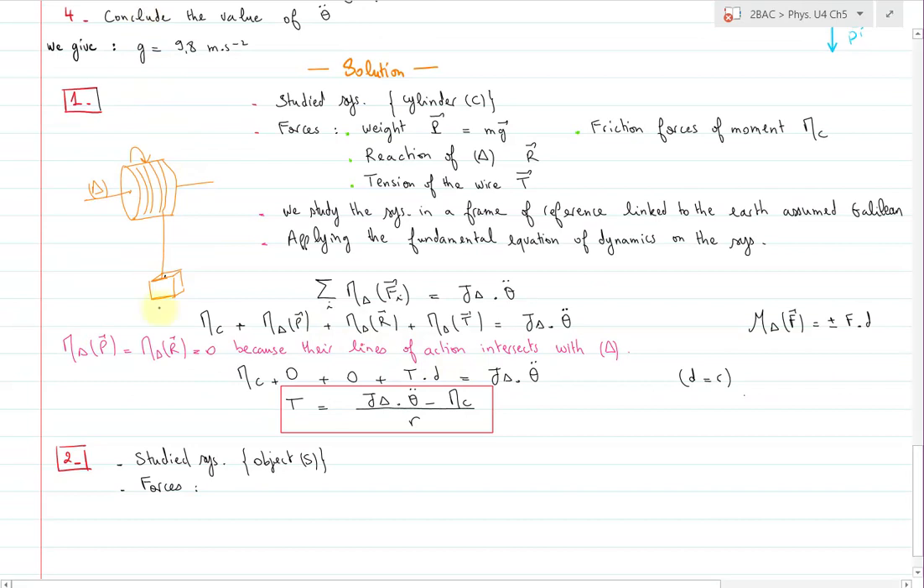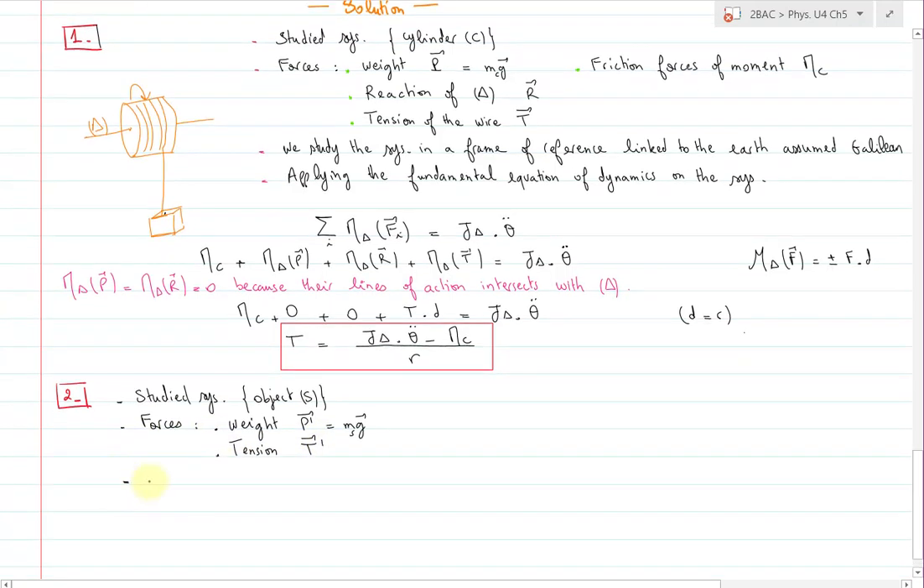So the forces: weight P prime equals mg Ms. Here I forgot, it's Mc, no. Très bien. We have the tension T prime. Très bien.